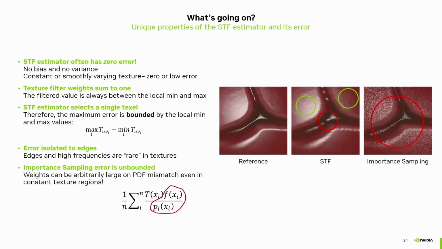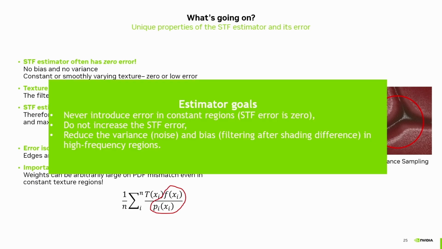One can first try to hack it. Okay, so first, before fixing it, what are the estimator goals? The goals are the following. We want to never introduce error when there was zero error. We want to never increase the STF error, always improve upon it, and reduce it when it was visible. For example, the difference between filtering after shading and before shading, we want to reduce it.